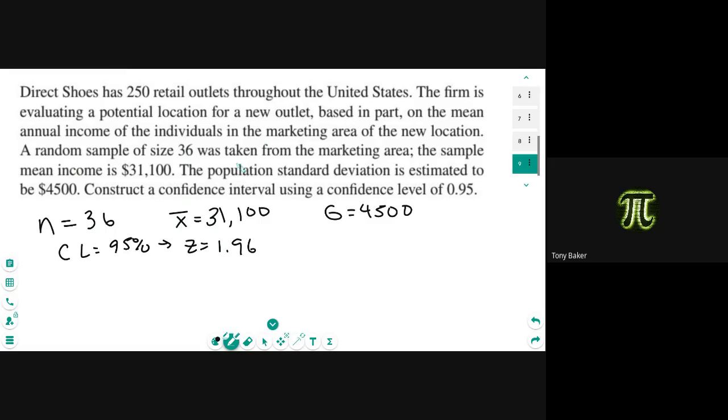What does this problem give you? It gives me the mean. Sample size. What else? It gives me the confidence level. Okay. What else does the problem give me? Which standard deviation? Population. Which means we use Z.